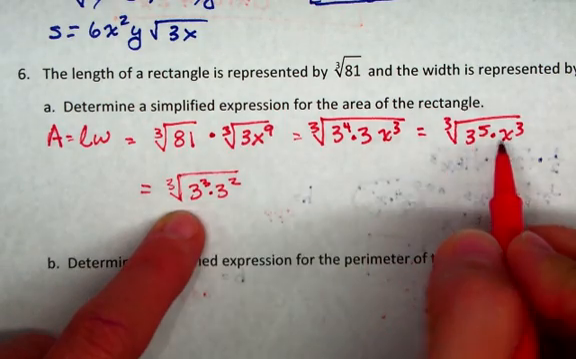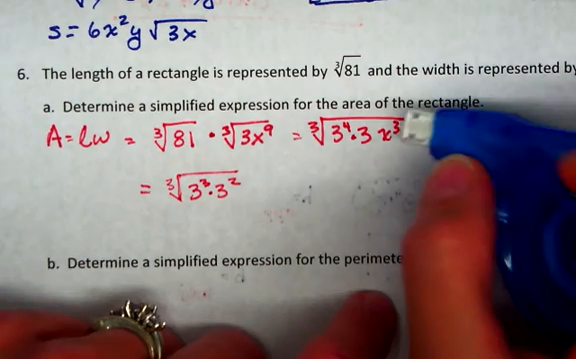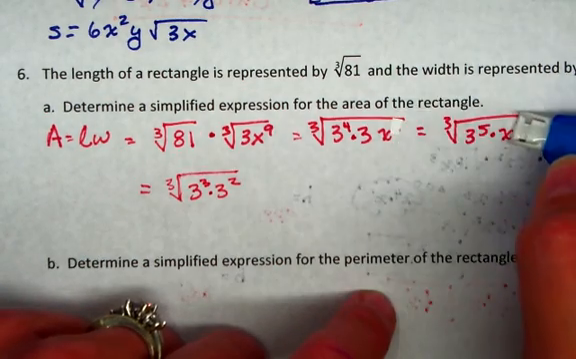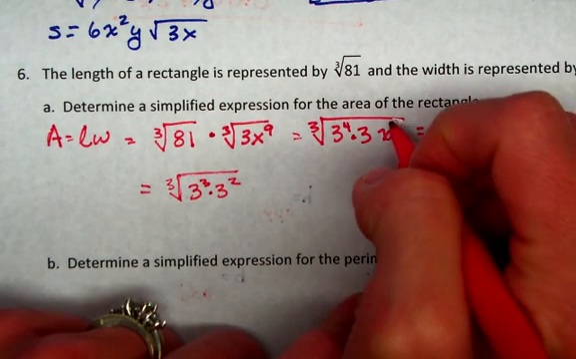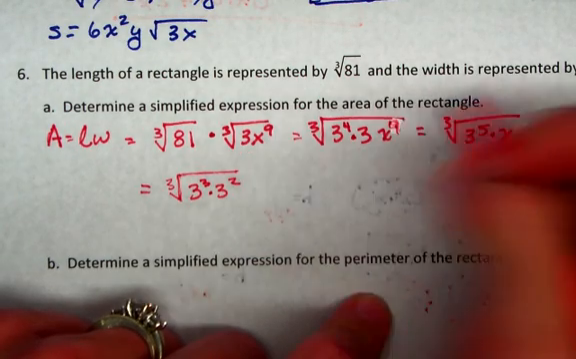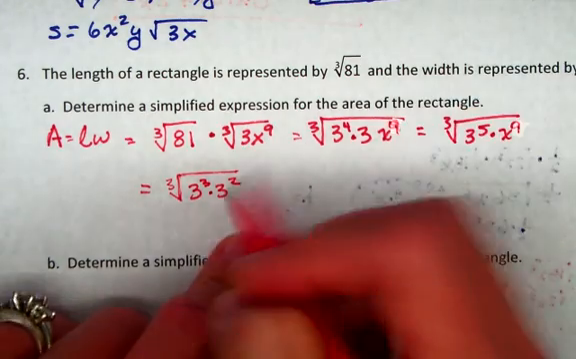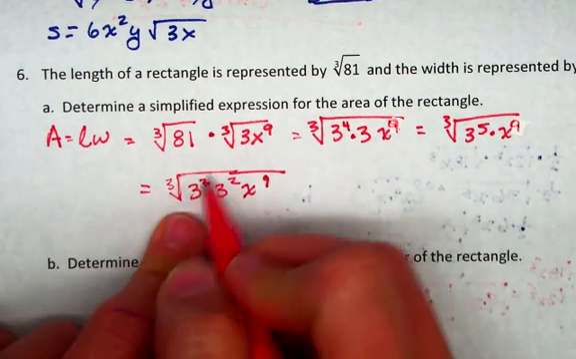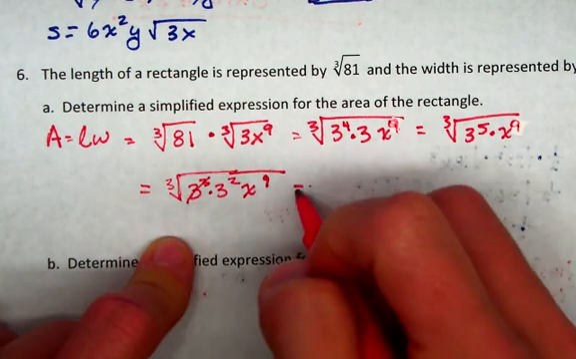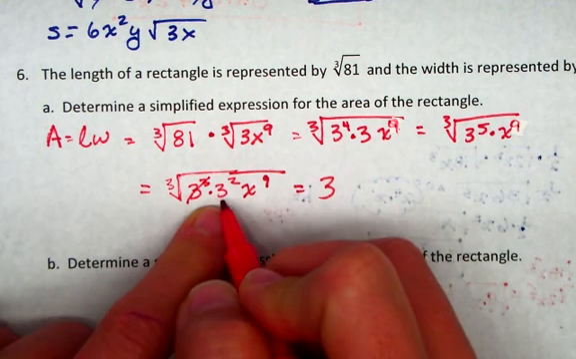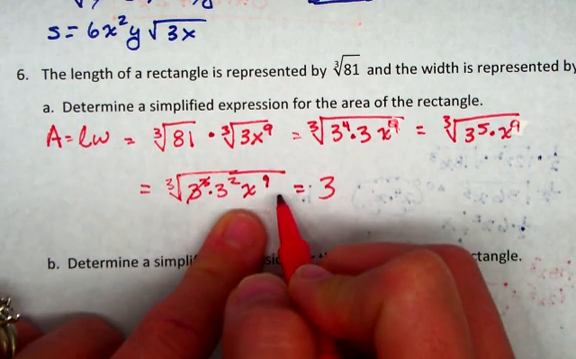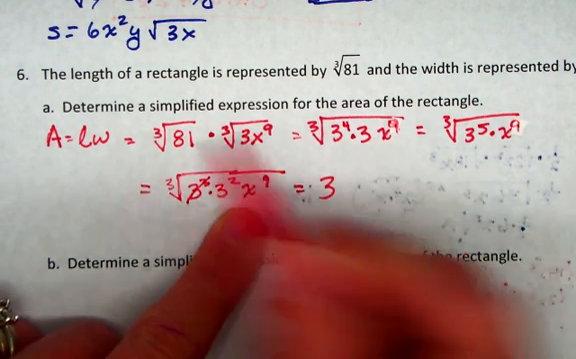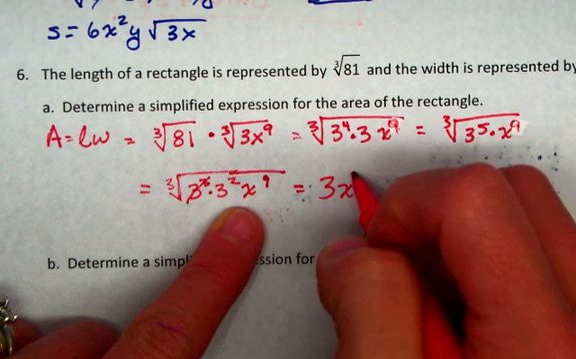And then this was, oh, it looks like I changed this 9 to a 3. Let me change that back. This is 9. This is 9. Okay, and then I have x to the 9th. The cube root of 3 cubed is 3. The cube root of 3 squared I can't change. Cube root of x to the 9th, 9 divided by 3 is x cubed.